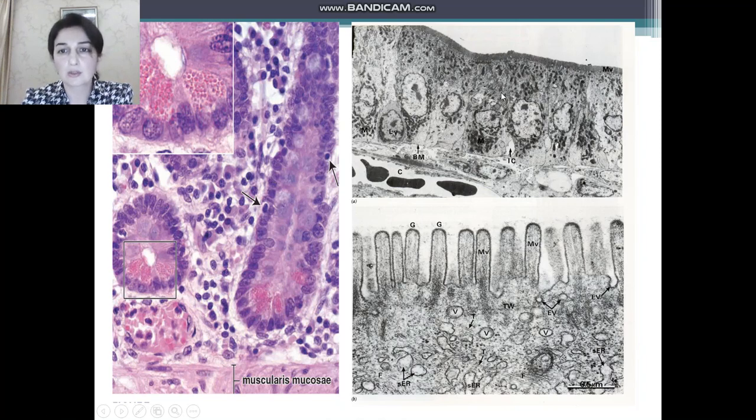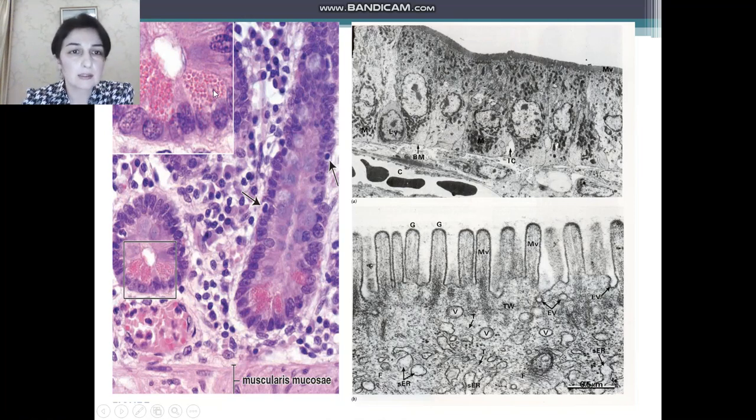Pay attention to the electron micrograph representation of the epithelium lining the small intestine. The cells on the surface have these microvilli. They form a striated border here. The cells have columnar shape, organelles, nucleus, basement membrane here, and lymphocytes may be present between these cells.